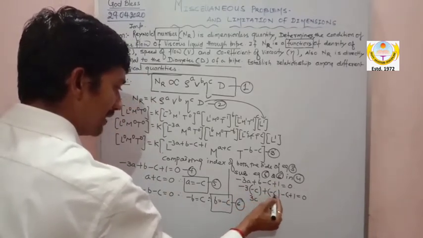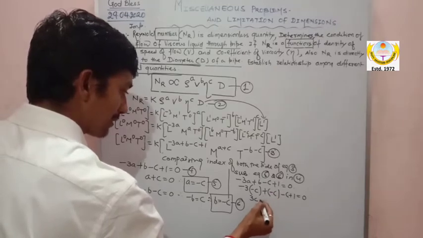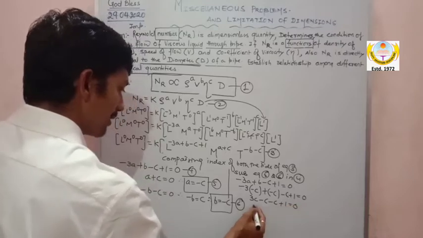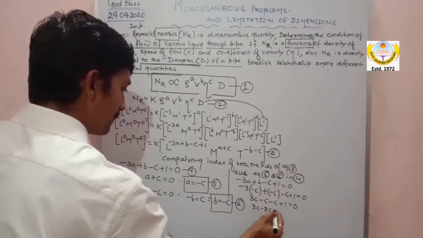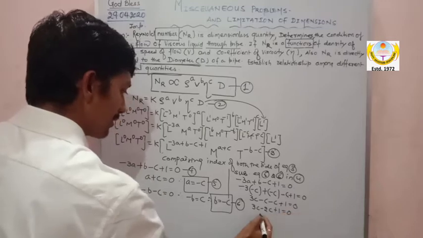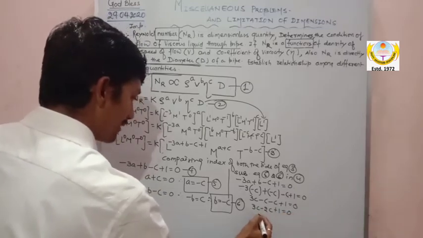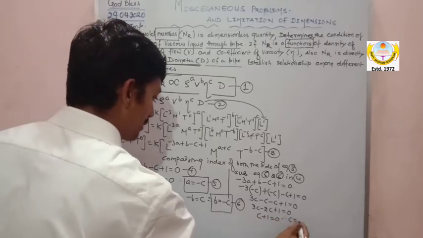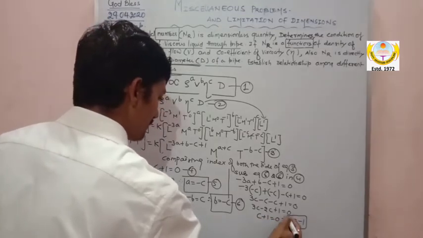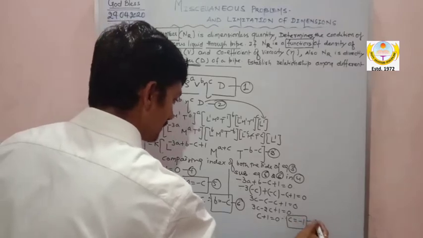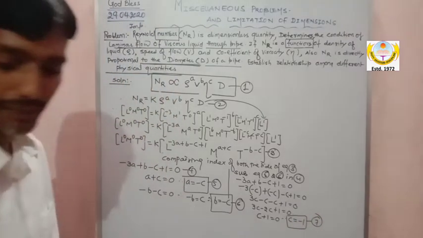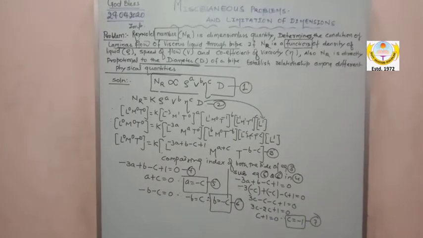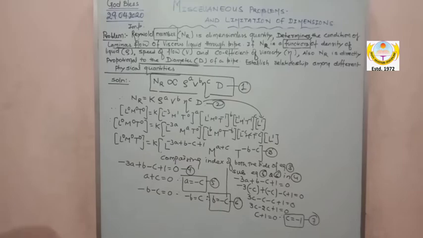This is 3C. This is minus, plus minus is minus C. This is minus C plus 1 is equal to 0. So this is 3C minus 2C plus 1 is equal to 0. So this will give me, my dear, 1C, that is C plus 1 equal to 0. Therefore C is equal to minus 1. So I am getting C is equal to minus 1 in my answer. Now let's go to the next part of it.